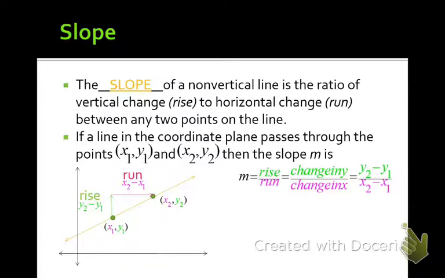If a line in a coordinate plane passes through the points (x1, y1) and (x2, y2), then the slope m is going to be as shown.